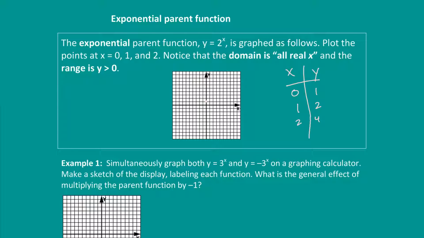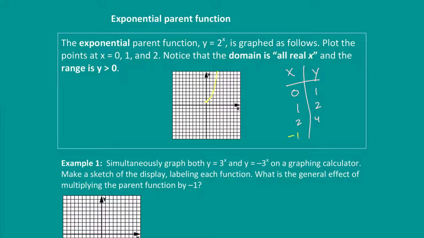Let me get a brighter color that'll pop out on this graph. This yellow should be sufficient. So we got that, and then when it's 1, 2, and then 2, 4. So it gets bigger and bigger and bigger. The next one will be 3, 9. But what about if we went to our negative x's?